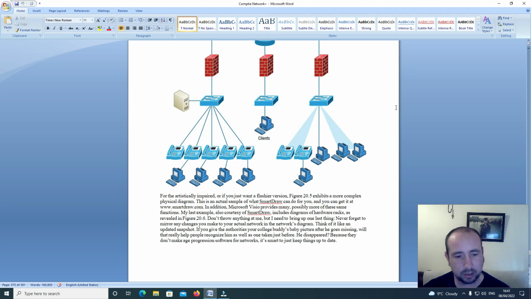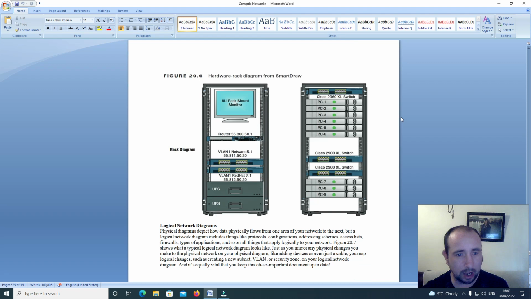Never forget to mirror any changes you make to your actual network in the network's diagram. Think of it like an updated snapshot. If you give the authorities your college buddy's baby picture after he goes missing, will that really help people recognize him as well as one taken just before he disappeared? Because they don't make age progression software for networks. It's smart to just keep things up to date. So here's a figure 20.6 hardware rack diagram from SmartDraw.